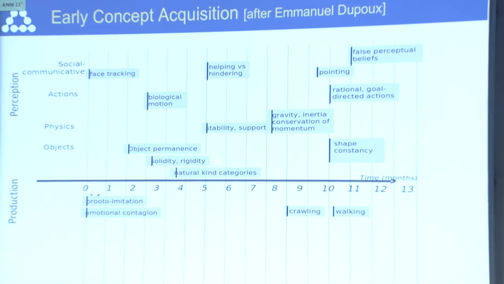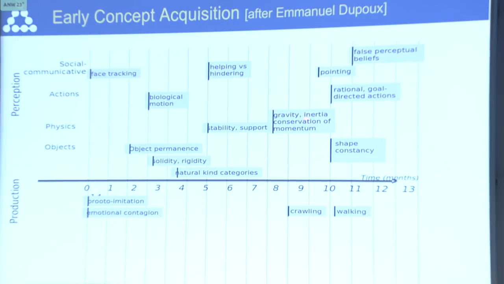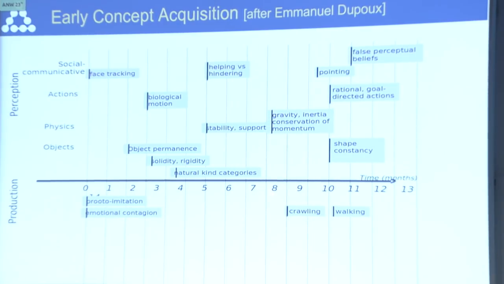Emmanuel Dupoux, who is a cognitive developmental psychologist in Paris, has this beautiful chart where he plots what type of skills are acquired by babies at what age. This is in months. So things like object permanence, the fact that there are animate and inanimate objects, etc. The notion of gravity, inertia, etc. That's learned around the age of 8 months.